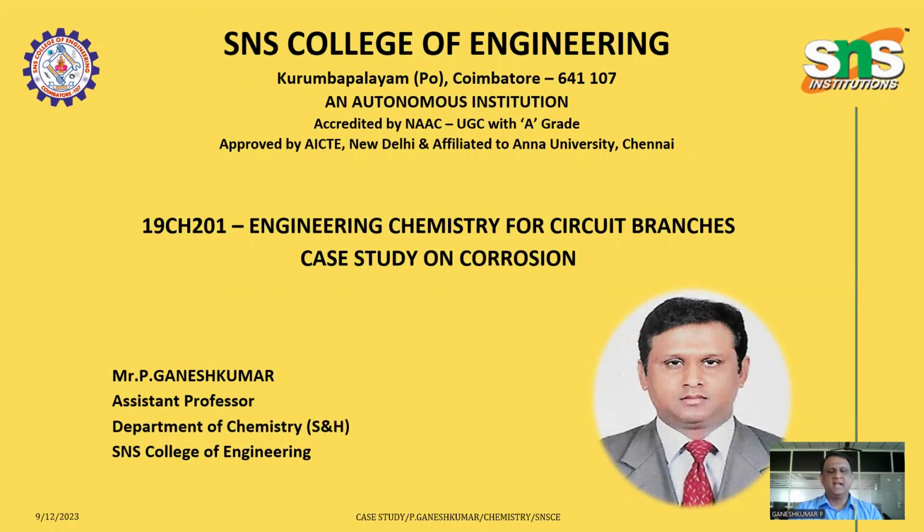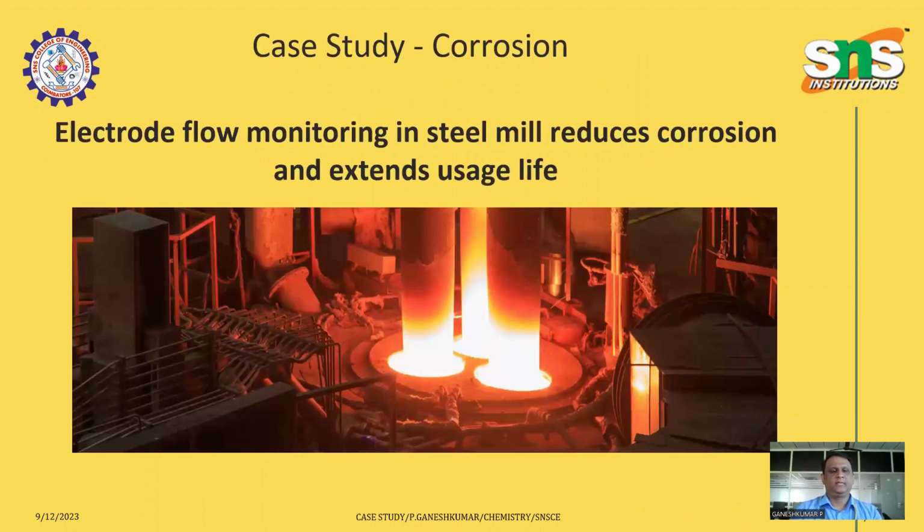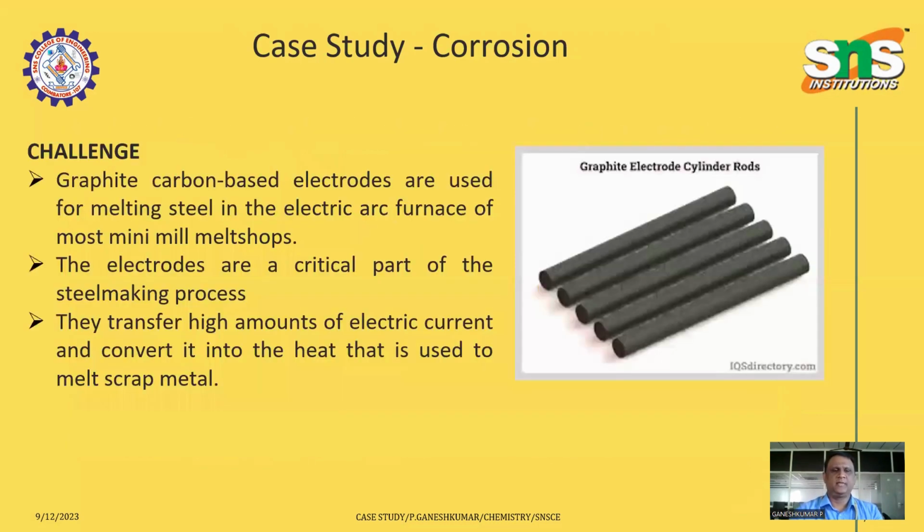Today we discuss a case study on corrosion. The case study is that electrode flow monitoring in steel mills reduces corrosion and extends usage life. The electrodes which we use in the steel mills are continuously corroded because of improper usage. The case study is how to improve their life cycle and reduce the costs.